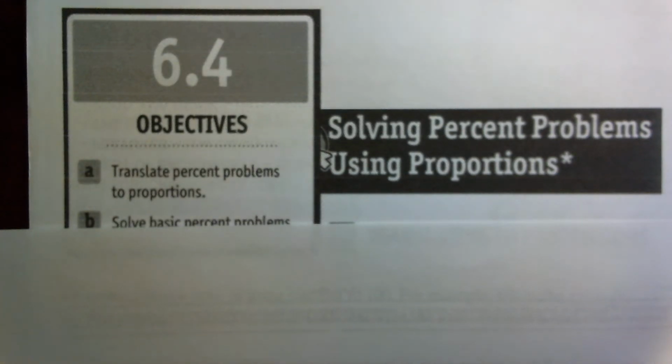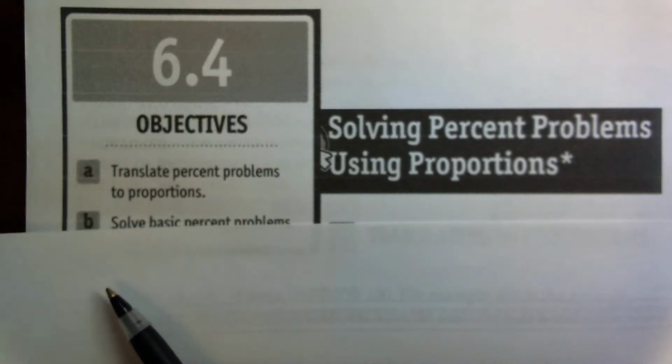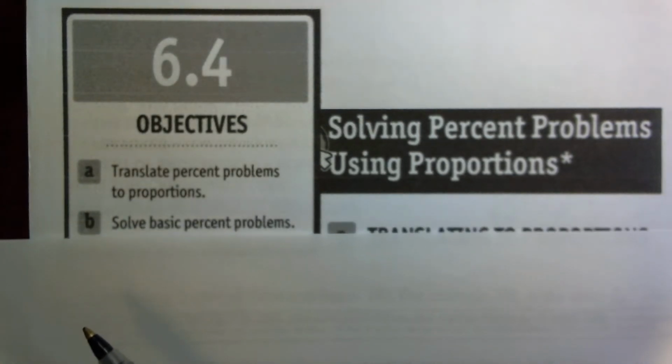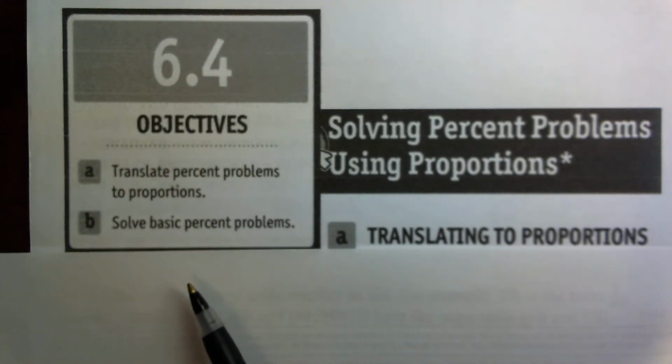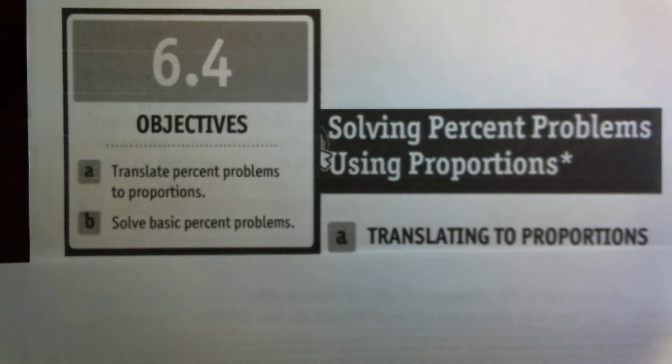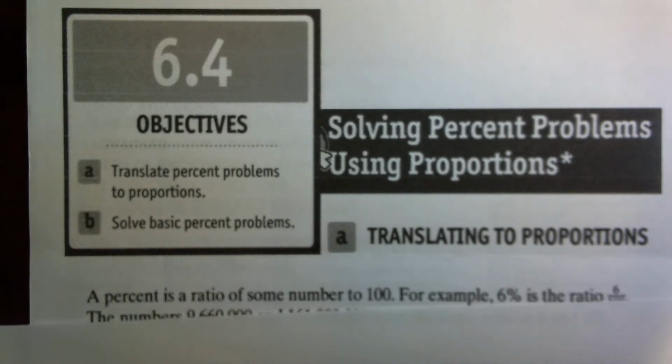In section 6.4, we continue solving percent problems, but this time we are using proportions. So that is the objective of 6.4a, where we translate percent problems to proportions. And then in B, the B part is to solve basic percent problems using proportions. So first of all, let's talk about translating to proportions and how that works.